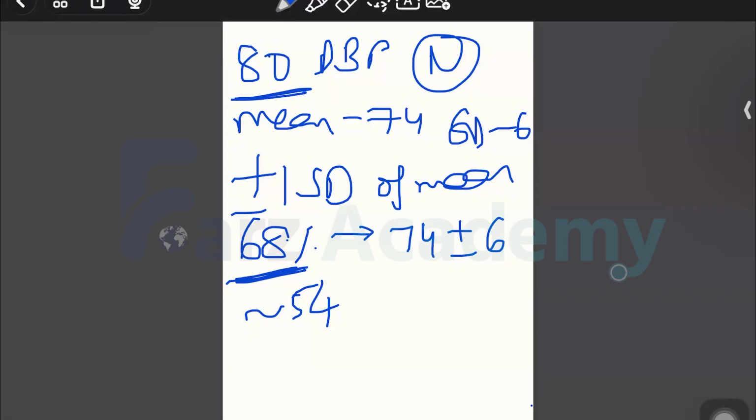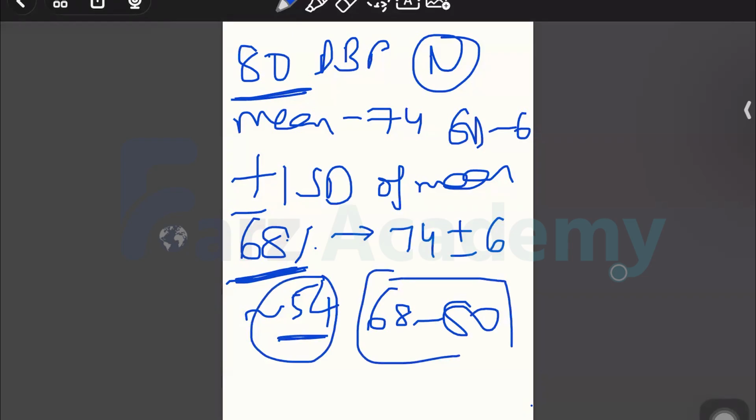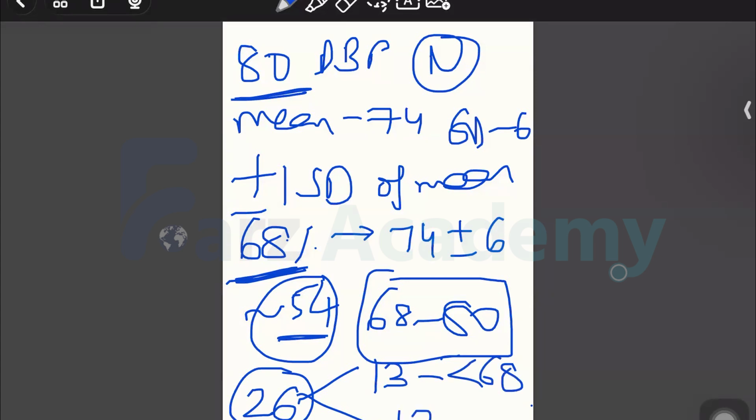And now what is the 74 plus minus 6 range? It will be 68 to 80, correct? So 54 out of 80 patients are going to have their diastolic pressures in this range. So how many patients are remaining? 26 patients are remaining. The rest 26, again you will divide half like we did in the graph, plus minus. So of the rest 26, 13 are going to have less than 68 and the other 13 are going to have more than 80. This is a way to approach a normal distribution question.